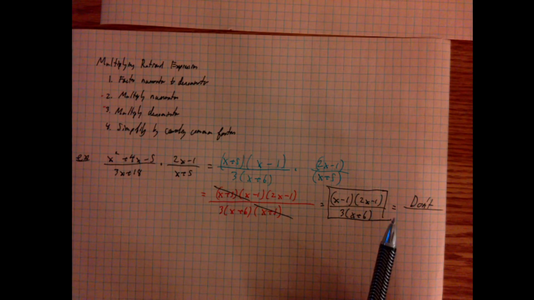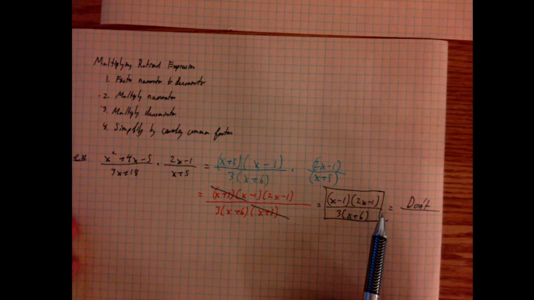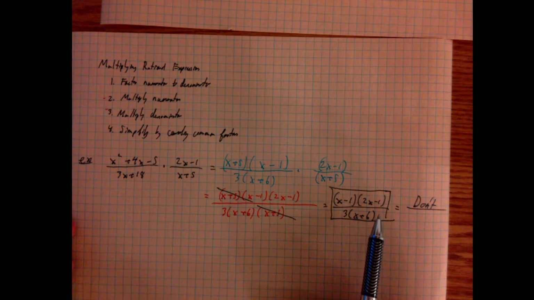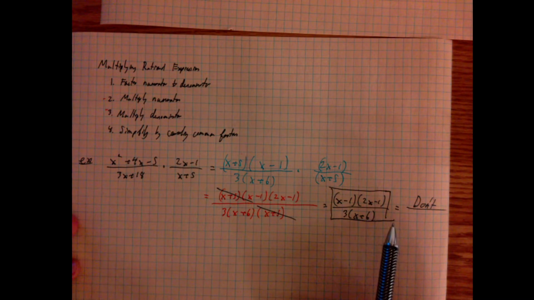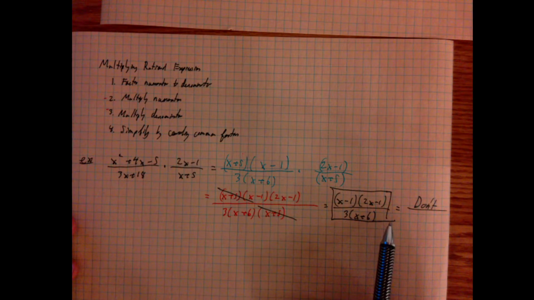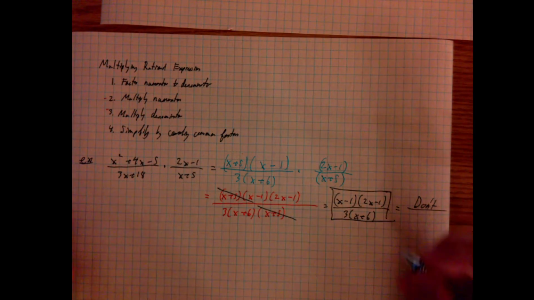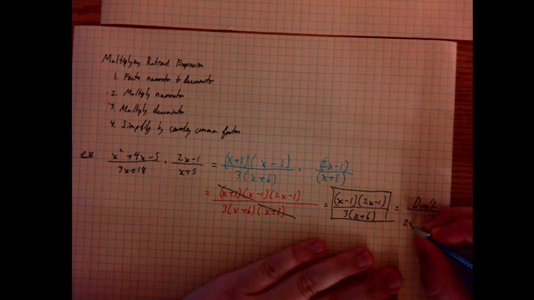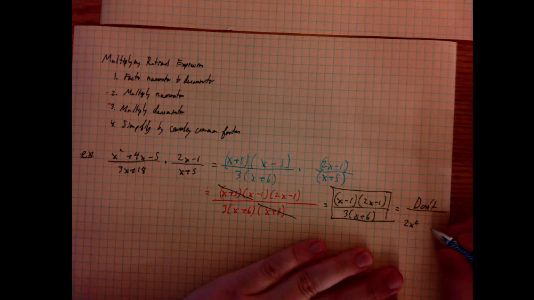I've never seen a math textbook that wants you to continue this process unless they're just being mean. Unless they really just want you to suffer like they have suffered. There's no point in actually going through this process unless you're just getting more practice. And maybe that means you do want to distribute this out and end up with 2x squared minus 3x plus 1 over 3x plus 18. Maybe you do want to go through that process.